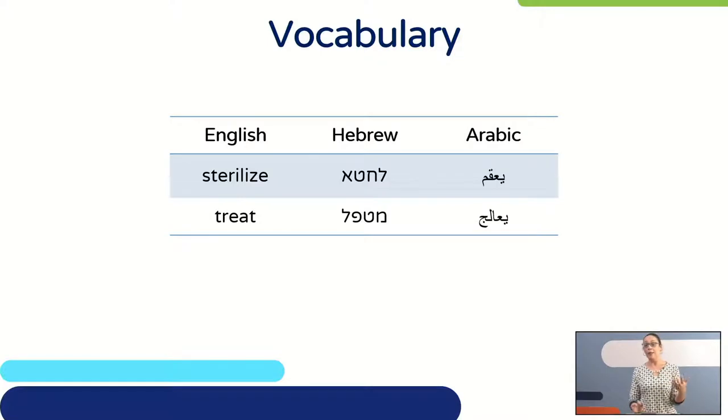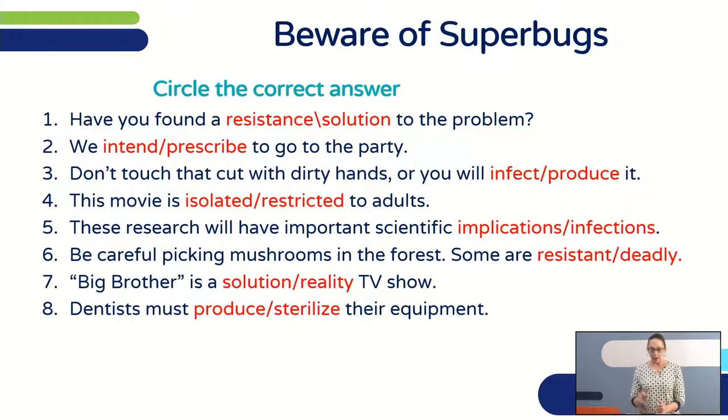So now are you ready for some exercises dealing with these words? Let's see. Here we have a very simple exercise. You have 8 sentences and you need to select the suitable word that goes with each sentence. For example, I will give you an example, the first sentence, and then I'll give you time to do them and then we'll do them together.